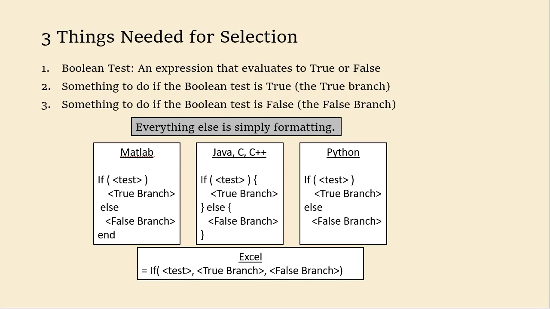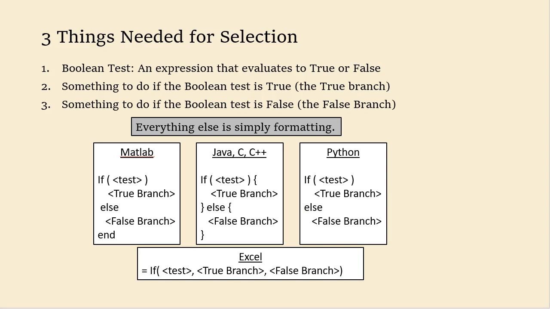Okay, so 3 things are needed for selection. First, you need to have a Boolean test. What is a Boolean test? It's a question or an expression that evaluates to true or false. Boolean logic, Boolean math is the world of 2-valued systems. The 2 values typically are expressed as true and false. Could also be 1 and 0, yes, no, up, down, left, right, but typically we're dealing with true and false, and that's what we're going to deal with in the if-then-else structure.